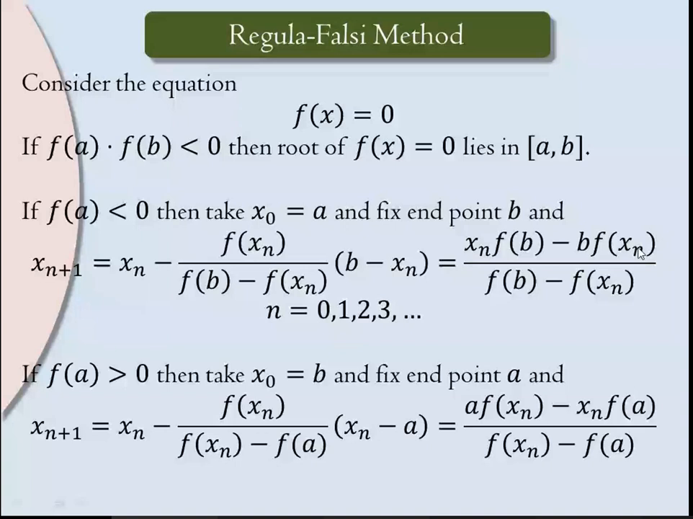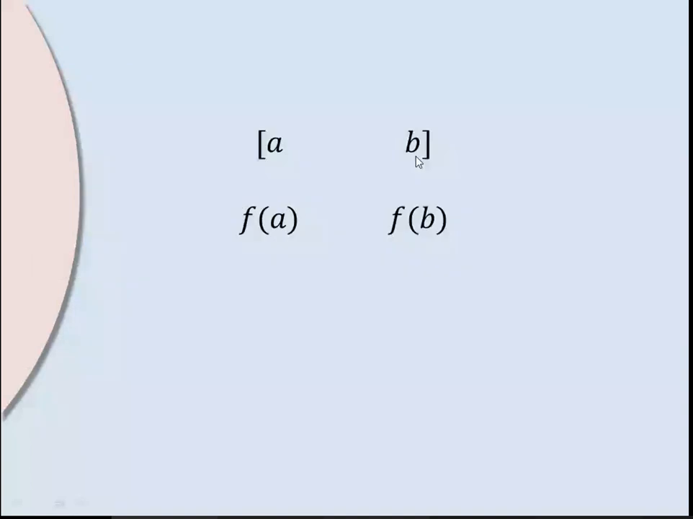Okay, now how to remember these formulas? Suppose we have an interval. At one point we may have xn. If b is fixed, then we take this as xn, and if a is fixed, then we take this as xn. Then just do the cross multiplication of these two terms, and then take the subtraction. By doing the cross multiplication, it becomes a into f of b, b into f of a, and taking the subtraction of those two terms and taking the division of that subtraction, we can get the formula.